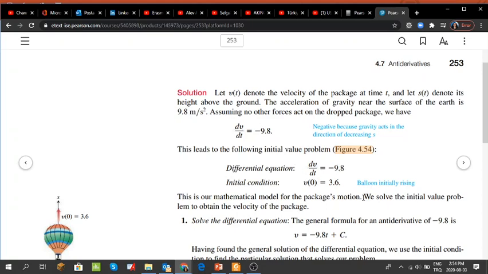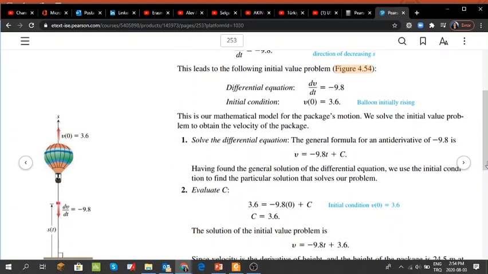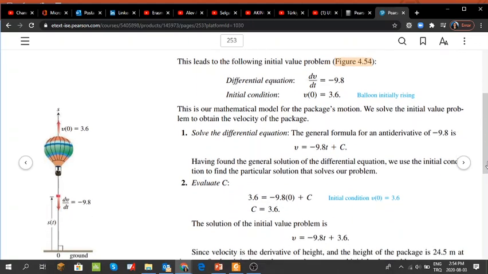So we look at the antiderivative and we solve this, but there's the unknown c. We use the initial condition at 0. This is 0, so c is 3.6. So we found the velocity function of this problem. v of t is equal to negative 9.8 t plus 3.6. Okay, that's how it is here.